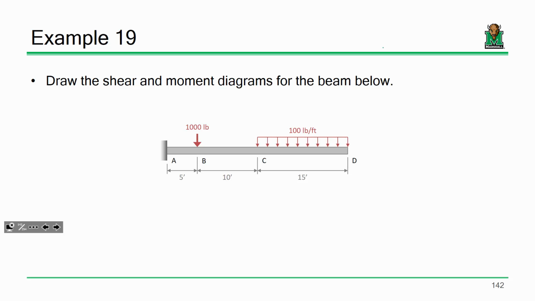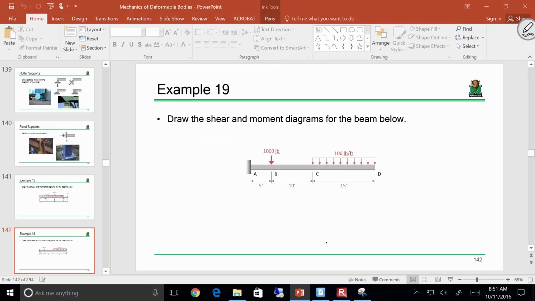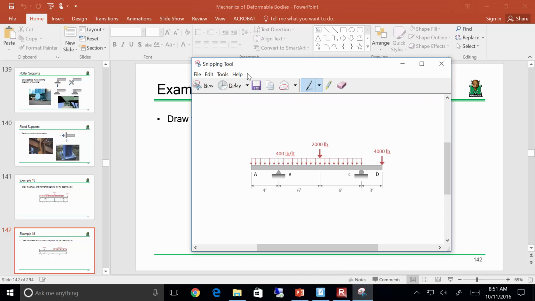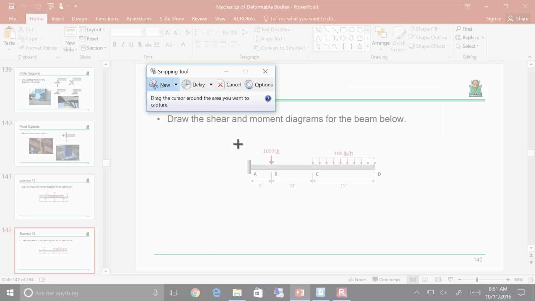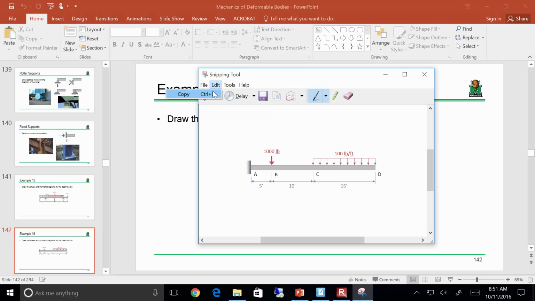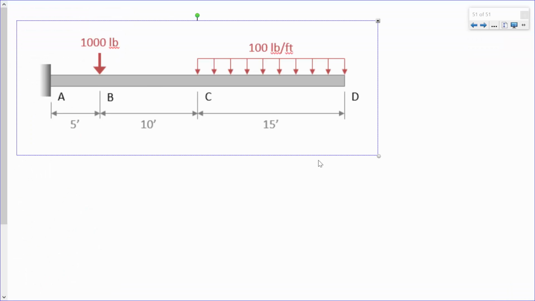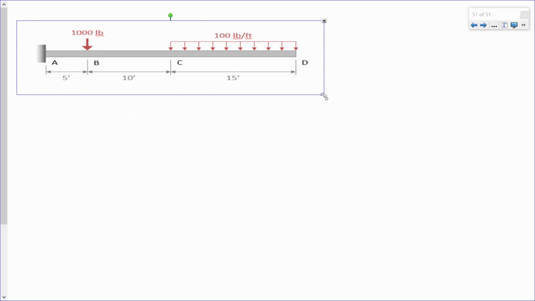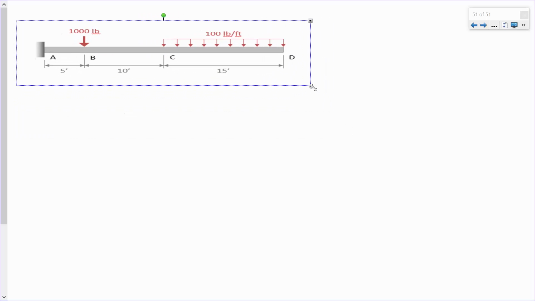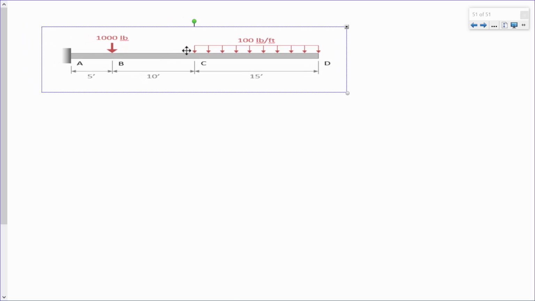Any questions? All right. So we got a cantilevered beam. We have a 1,000-pound load right near the support, but we also got this distributed load out at the end. So we're going to handle this very similar to what we did last time, but we got to handle that fixed support a little differently. All right. And again, I'm lazy. My goodness, that is a large beam. Although I am going to stretch it out a little bit. Makes drawing the shear and moment diagrams a little easier.